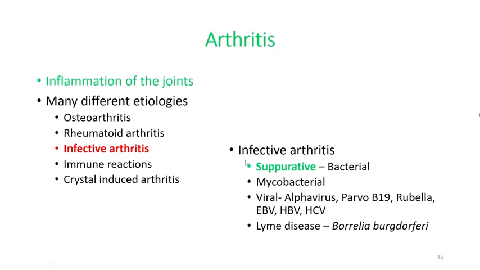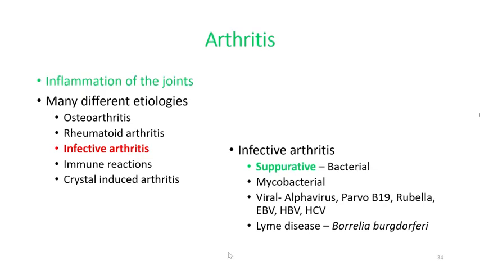If you talk about infective arthritis, the most common type is suppurative or pyogenic arthritis. In addition, you can get infective arthritis due to mycobacterial infection and viral etiologies, mainly alphavirus, parvovirus B19, rubella, EBV, hepatitis B or hepatitis C viruses. And sometimes Lyme disease, though it is not common in Asian countries, it is there in European countries and the USA.